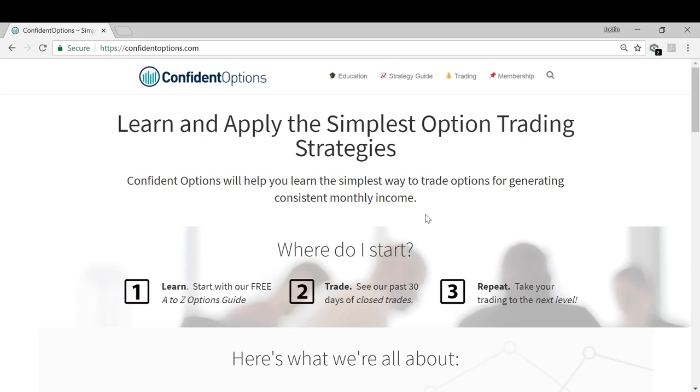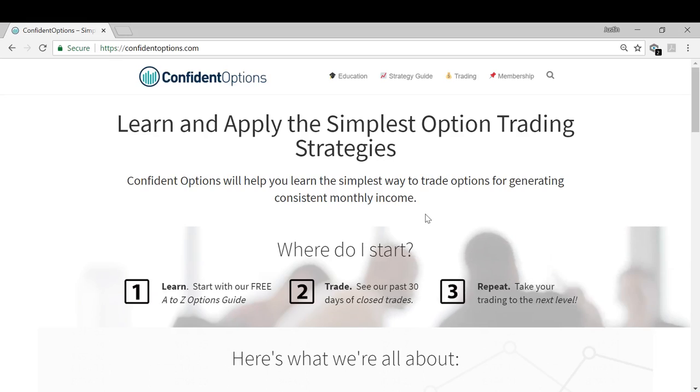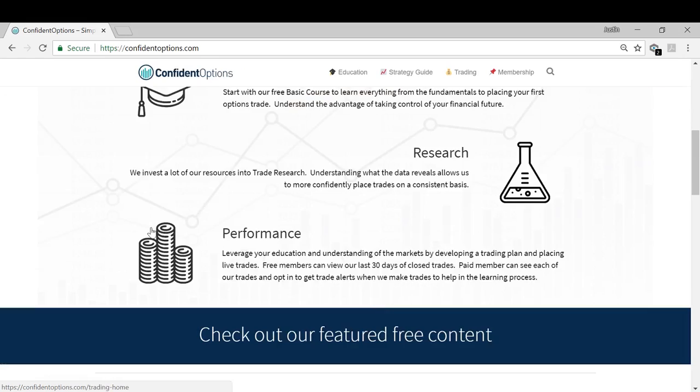Today is Sunday, August 19th, and we're looking through trades from the last week, which was 8/13 through 8/17. For those of you that are new to the site and new to the Confident Options way of trading, you can see all of our 30 days of past trades by going to the website, confidentoptions.com. Under Where Do I Start, click Trade, see our past 30 days of closed trades. You can also go down to the coins here under the performance, and you can also go up to trading at the top and go to closed trades.